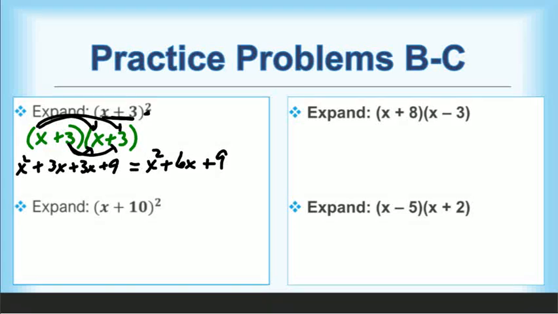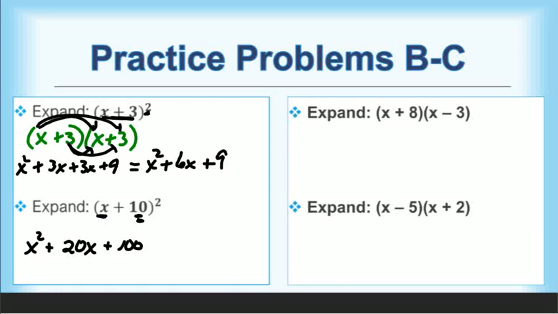Next one, expand this one. For this one, I'm going to show you another way of solving this one. We would just square the first term, so that would be x squared, plus if I take this x times this 10, I'm going to have two groups of x times 10. So two groups of x times 10 would give me 20x. And then if I square the 10, that would give me 100. And that would give me my answer of x squared plus 20x plus 100.